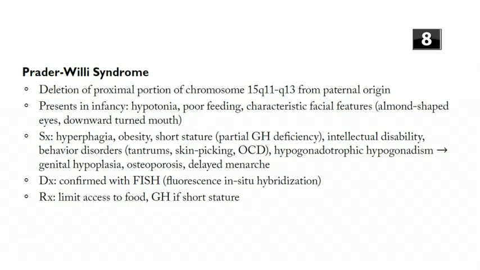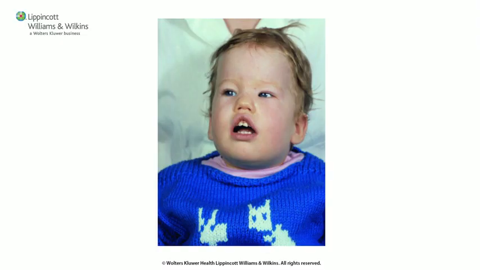So let's go ahead and take a look at number 8 in your study guide. Prader-Willi is a deletion of the proximal portion of chromosome 15. I don't think the exact chromosome number is important to remember for Step 1, but what is important to remember is that the defective or deleted gene is inherited from the father. So P for Prader-Willi and P for papa or paternal. Prader-Willi syndrome presents in infancy with poor muscle tone, poor feeding, characteristic facial features, these almond-shaped eyes and a downward turned mouth. Don't really get hung up on recognizing facial features, but you can usually look at these patients and tell that something unusual is going on.